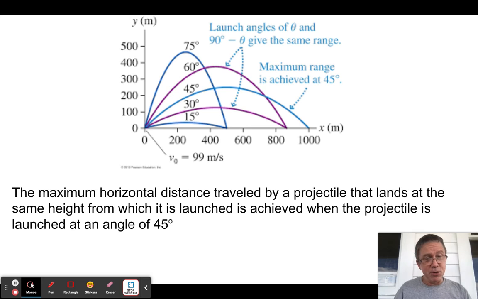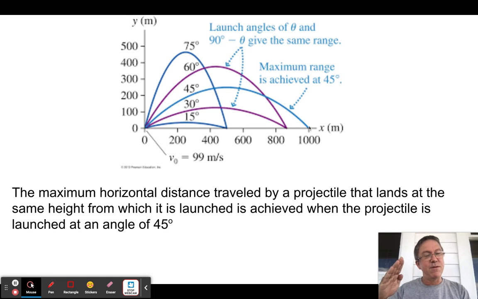And it turns out, I'm sure you won't be surprised to realize this, that at 45 degrees, it gets the greatest distance. So if I shoot at 15 degrees, I'm shooting at 99 meters per second. Here's what I get. It lands here. If I shoot at 30 degrees, it's in the air longer, but I traded some of the horizontal velocity for some vertical velocity. It went further. But it turns out if I shoot it at 45, that's going to give me the maximum distance.